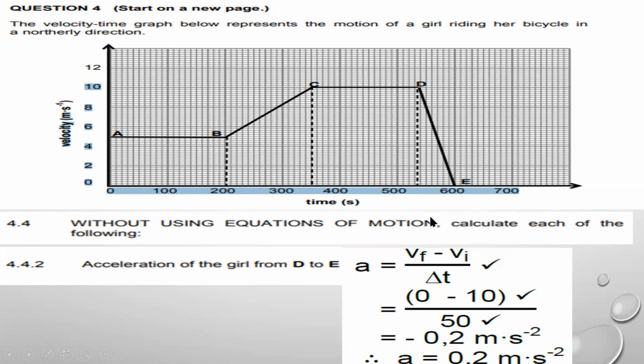The difference is giving you 50. The answer is negative 0.2 meters per second. Negative means, people, the velocity is decreasing.